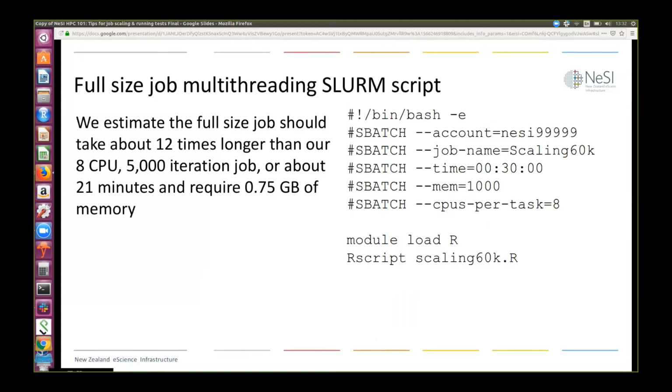So from all of this, we think that our job is ideal at 8 CPUs, and at 8 CPUs, we think that it's going to need 0.75 gigabytes. The reason we think it's going to need 0.75 gigabytes for a full-size 60-other iteration job is because the 8 CPU job used about 0.75 gigabytes, and memory didn't appear to scale with iterations or the size of the data.